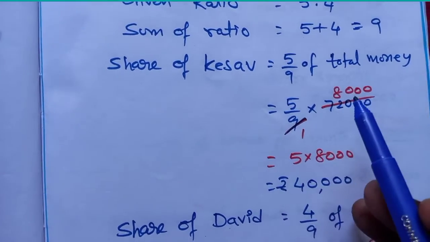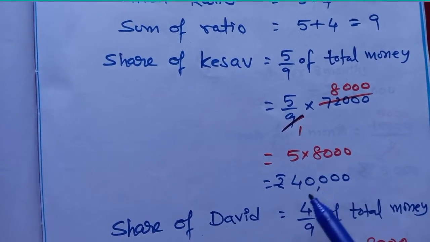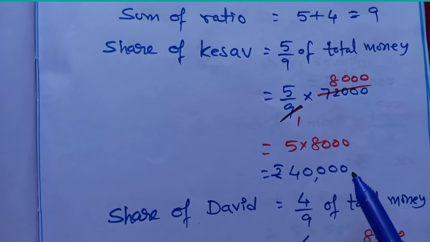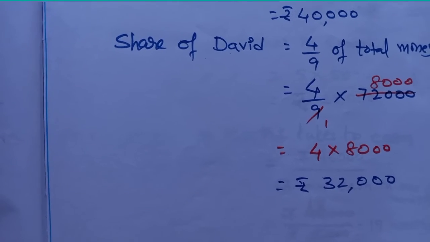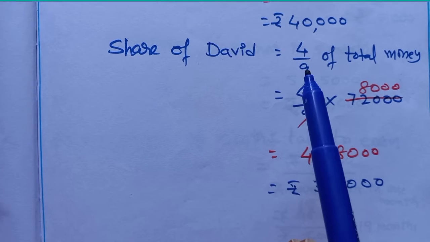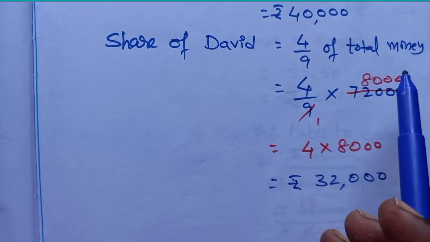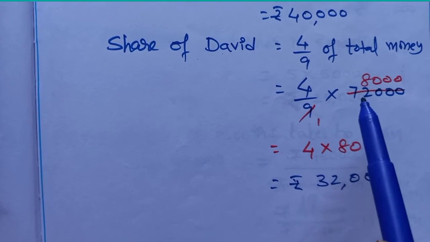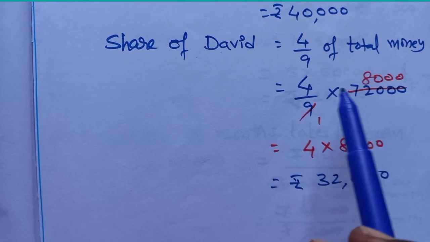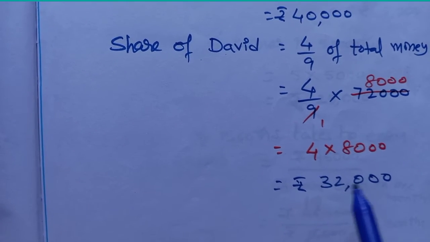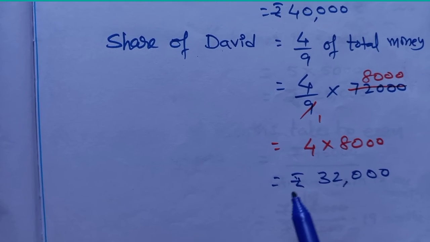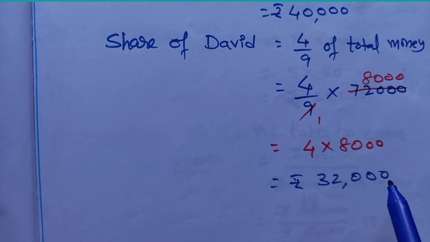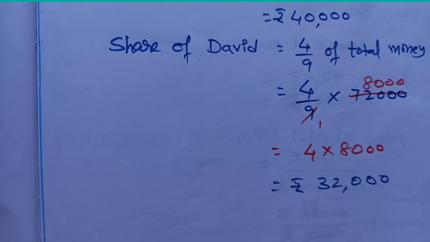Here 5 by 9 into total money equal to 72,000. Therefore 9 ones are 9 and 9 eights are 72, so 8,000 for each part. Now 5 into 8,000 equal to 40,000. So this is the share of Keshav. Share of David is 4 parts out of 9 parts of total money. So 4 by 9 into 72,000. Here 9 ones are 9 and 9 eight-thousands are 72,000. So 4 into 8,000, 4 eights are 32. Therefore 4 eight-thousands are 32,000. Therefore share of David equal to 32,000.